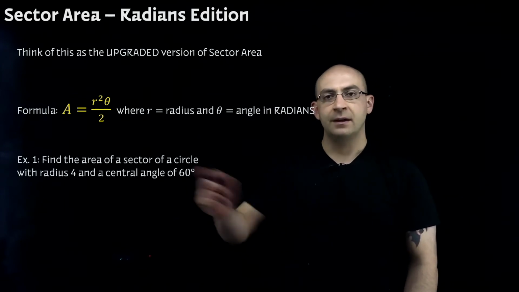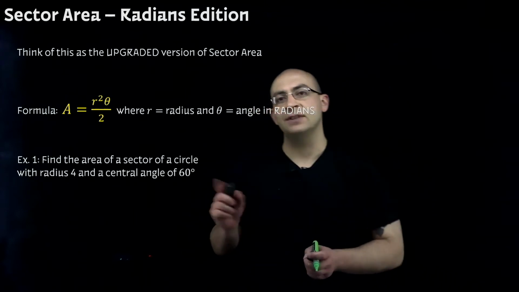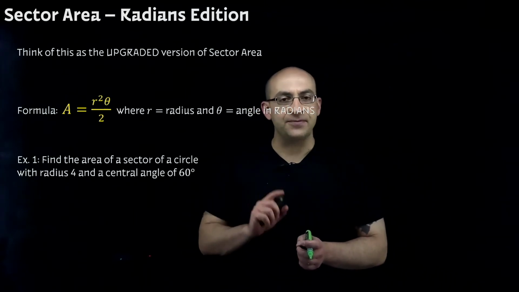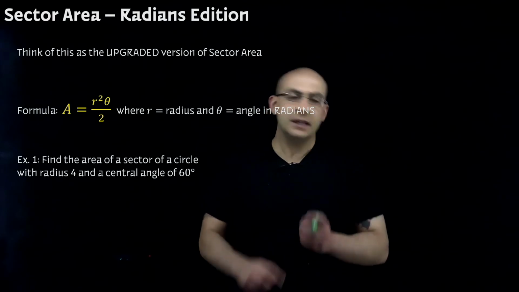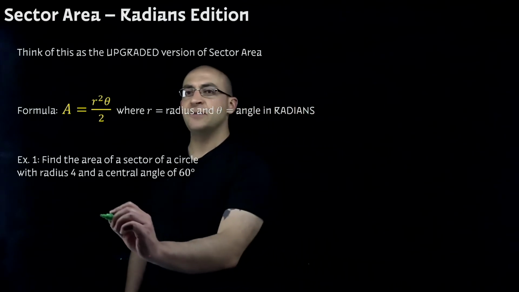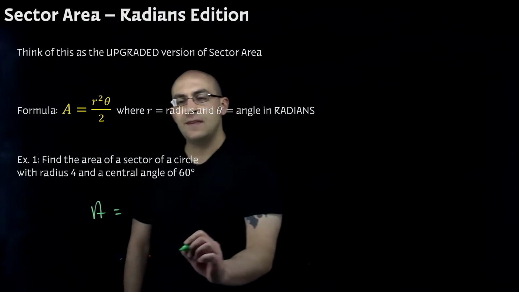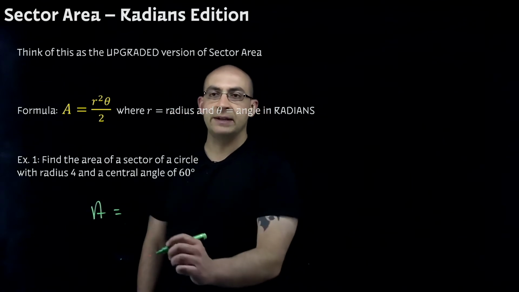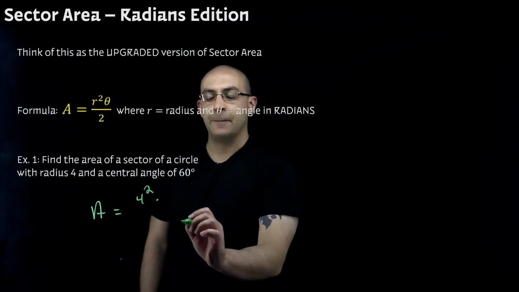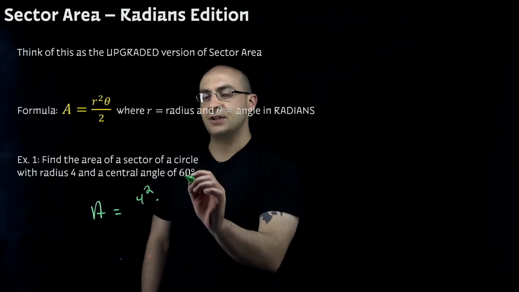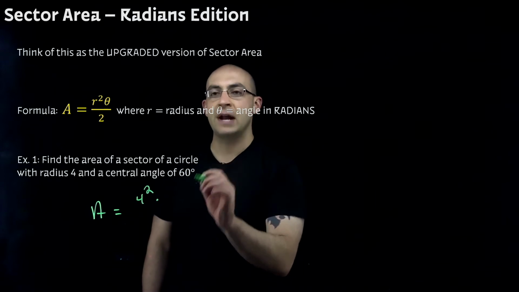Example 1. Let's say we wanted to find the area of a sector with radius 4 and a central angle of 60 degrees. Well, let's plug in what we know. So I'm looking for the sector area, obviously, and that's going to equal r squared. Well, the radius is 4, so we're going to do 4 squared times theta. Now, we have to change the 60 degrees to radians.